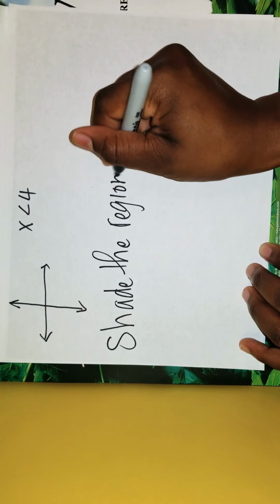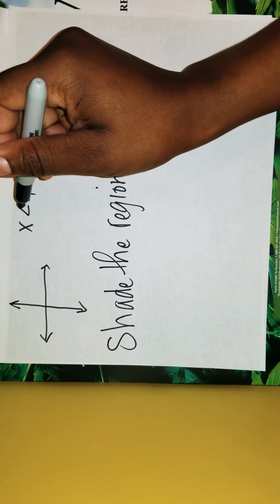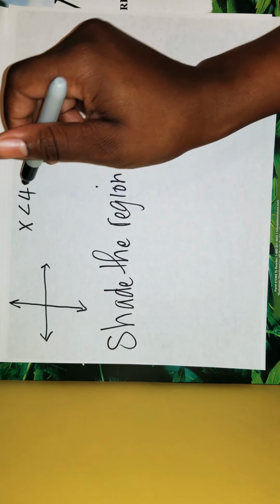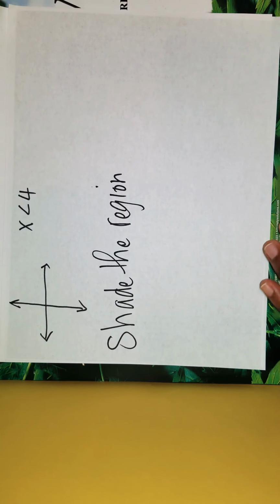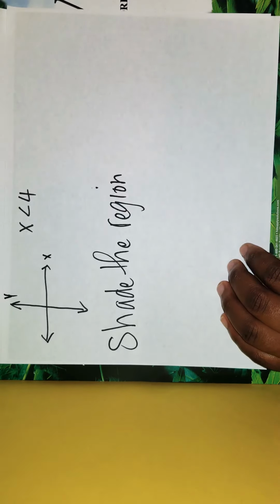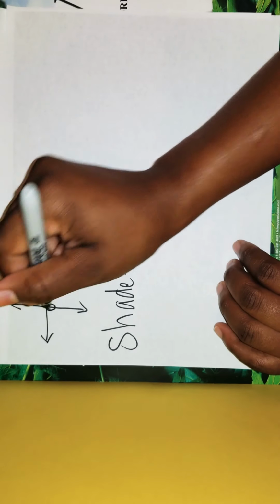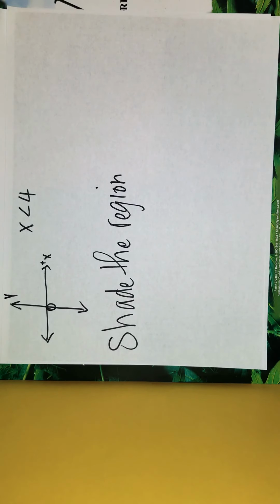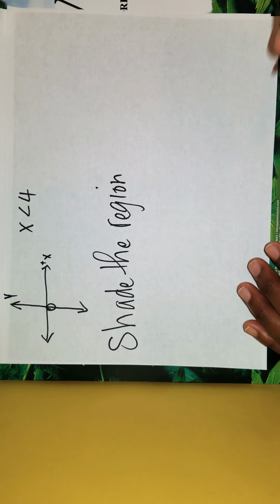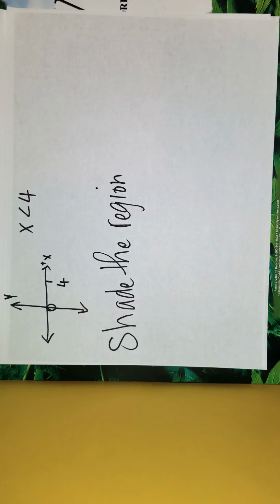All right, and to shade the region, guys, you basically need to know where x equals 4. That's the first thing you can find. So we know that this is our x-axis, that's our y-axis, right? I'm going to go to the positive x. We know here is the origin, so that's 0. I'm going to go the short method, put in 1, 2, 3, and identify 4. So my 4 is right here.